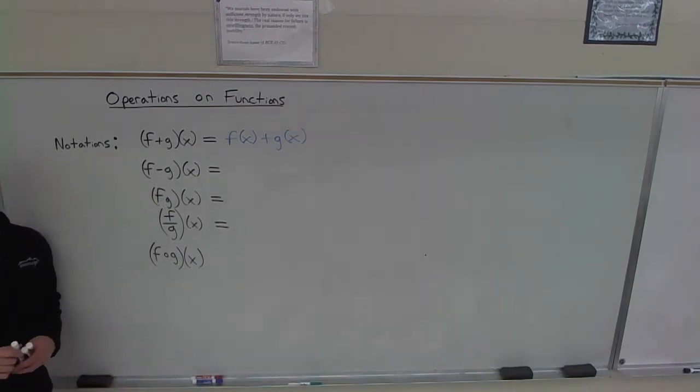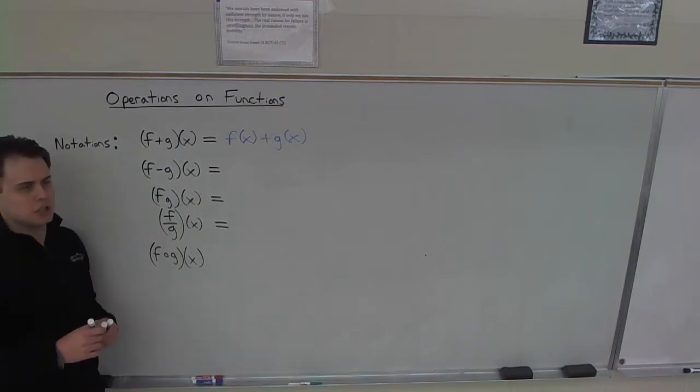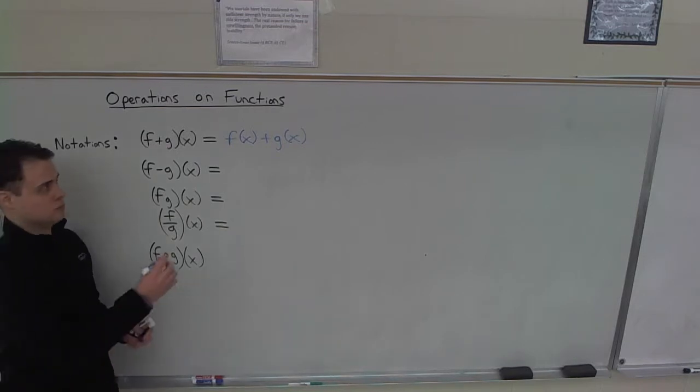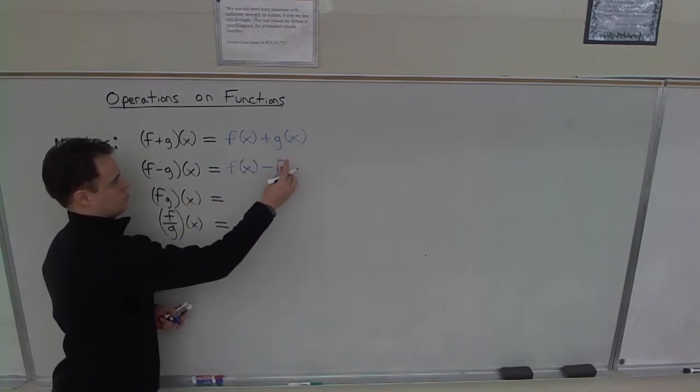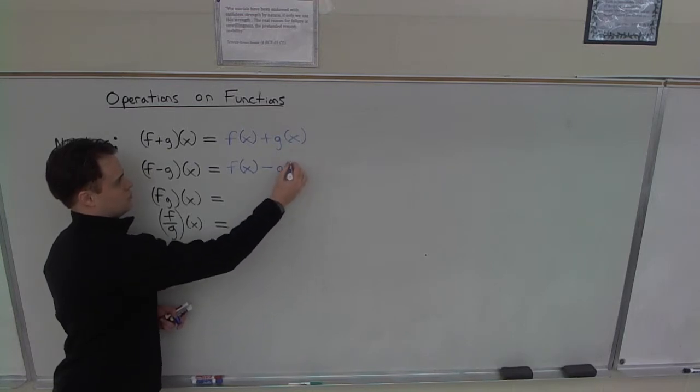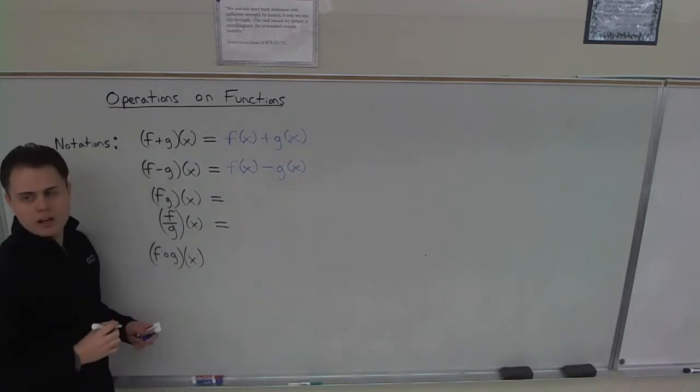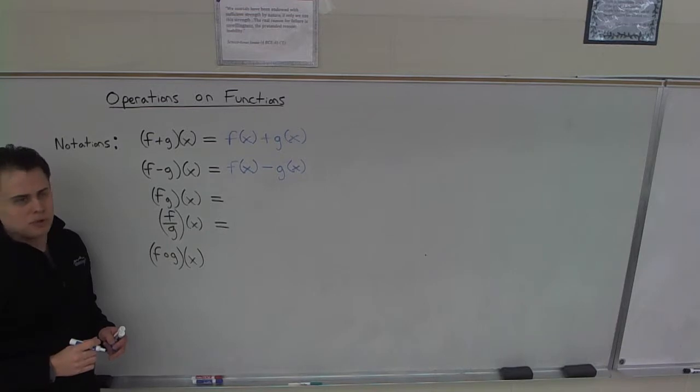Okay, so what if you have two pieces and you want to subtract them? How do you think that would go? How do you think you want to get the combination f minus g, the result f minus g? You'd want to go f of x minus g of x. You'd want to do that, right? So it's as simple as you might expect.